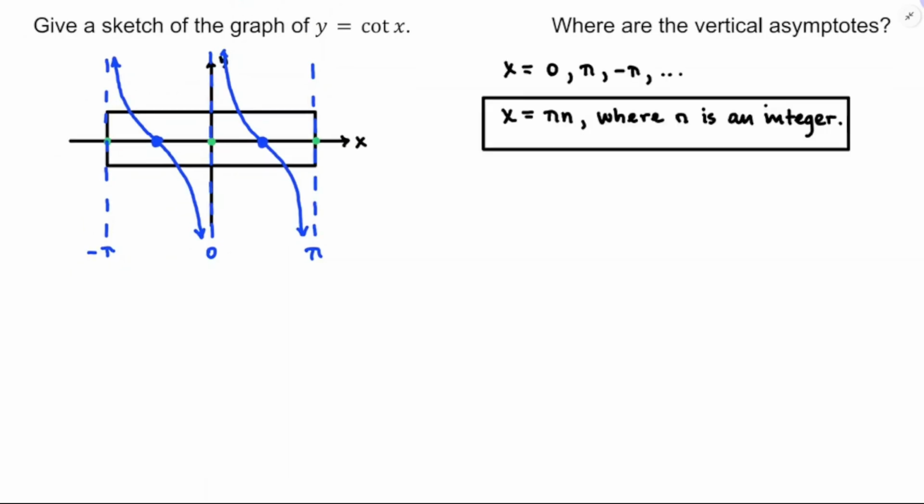Okay, now, maybe you noticed that I just got the same vertical asymptotes that I got when I graphed y equals cosecant x. And it's like, okay, that's kind of interesting. Why would that be the case?